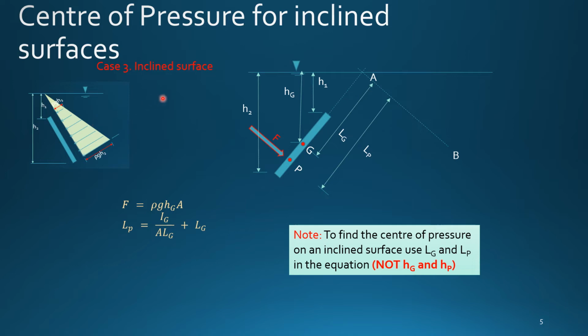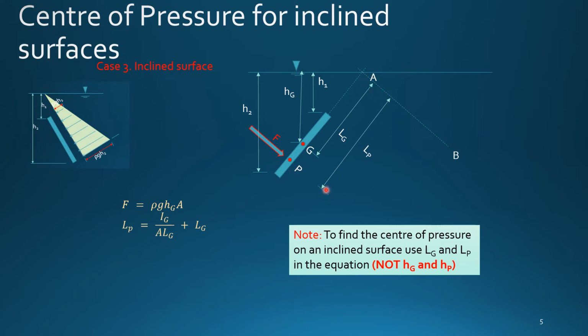But the calculation for the center of pressure should be along the line perpendicular to the immersed surface. So when we calculate, we need to calculate the center of pressure along this line, and that would provide a very similar equation as in the previous example. So instead of calculating HP directly, we calculate LP instead of HP.